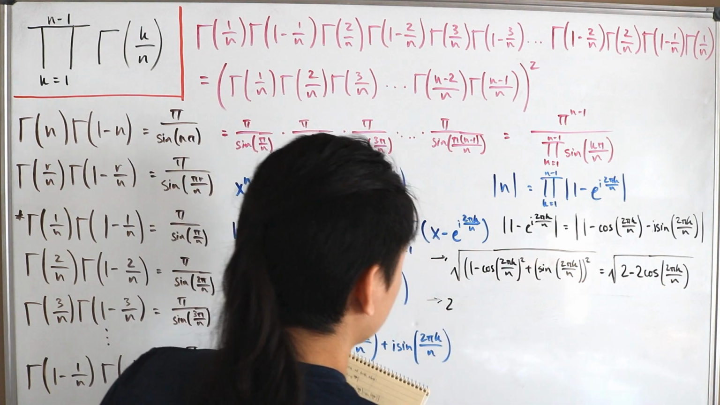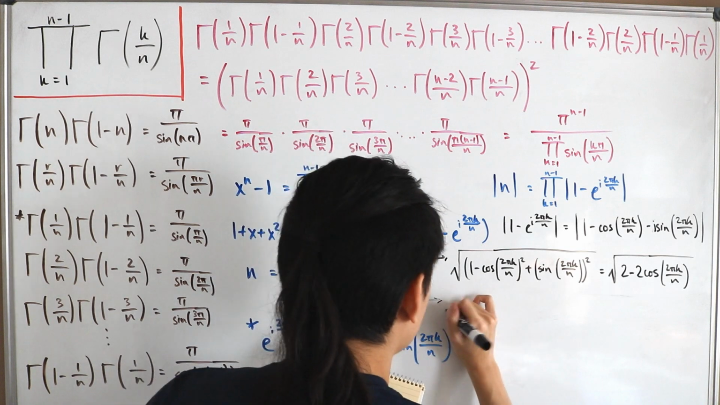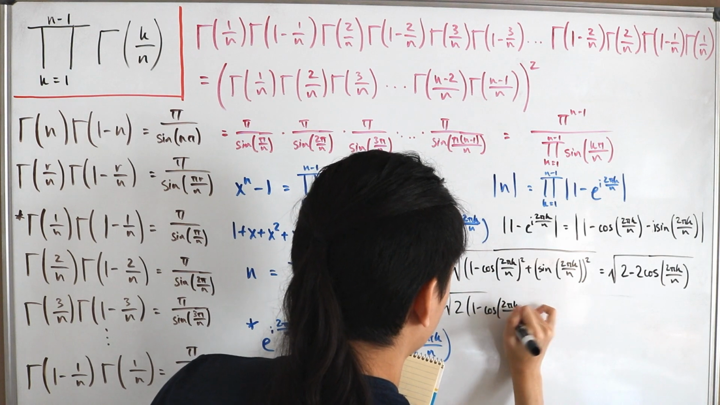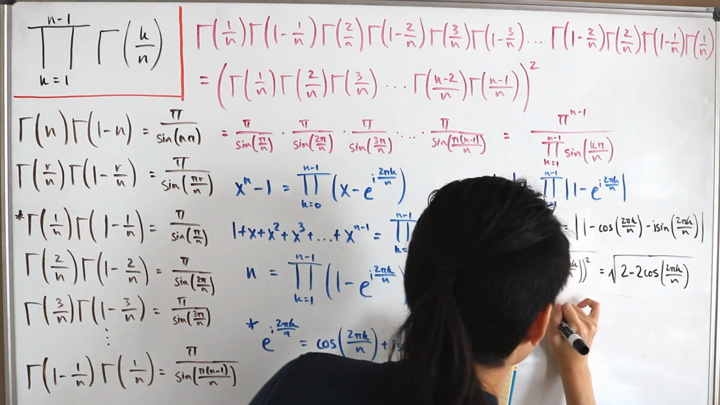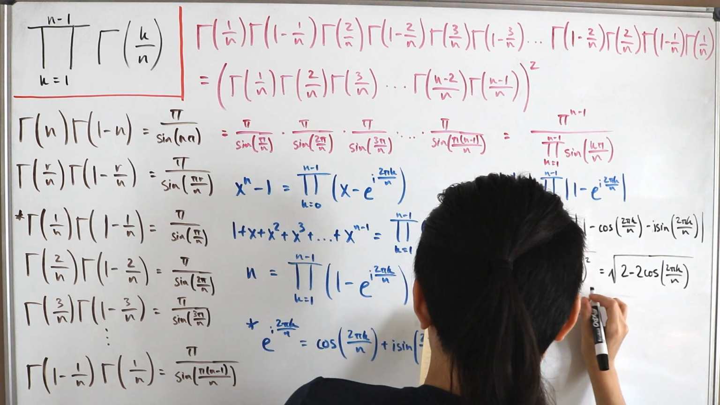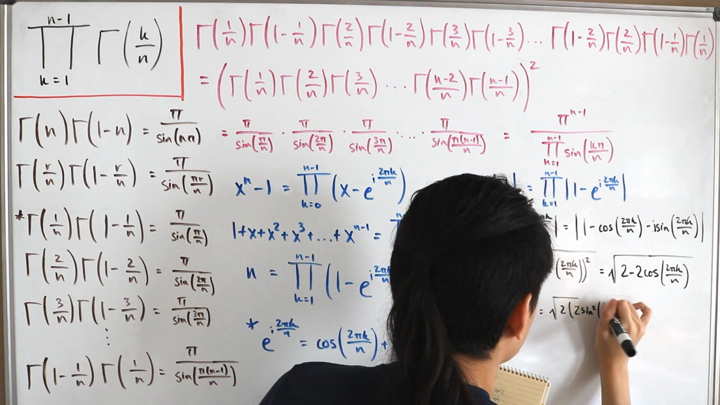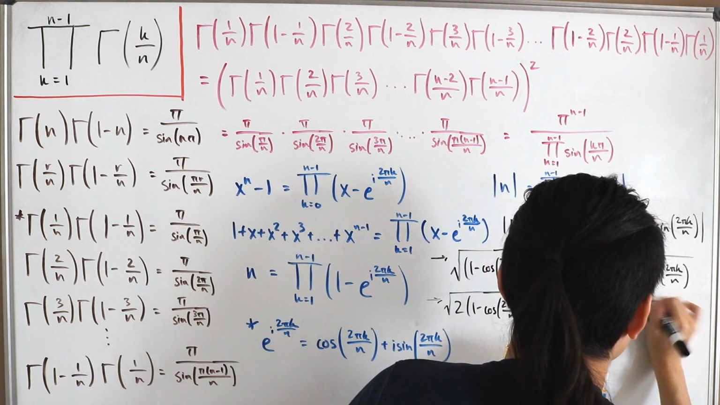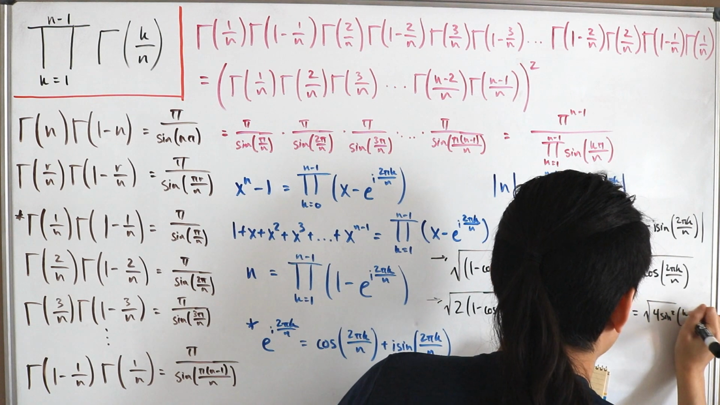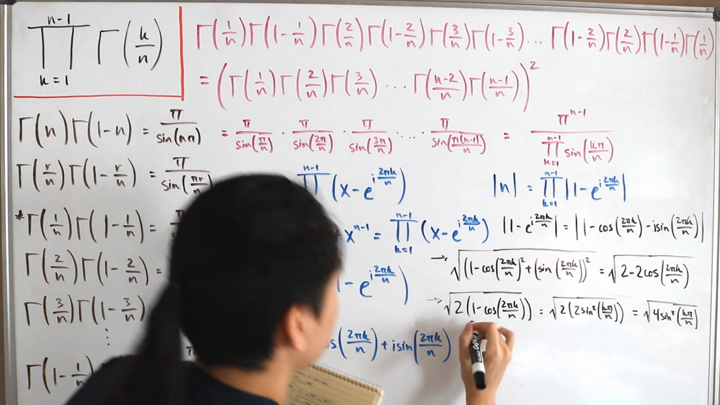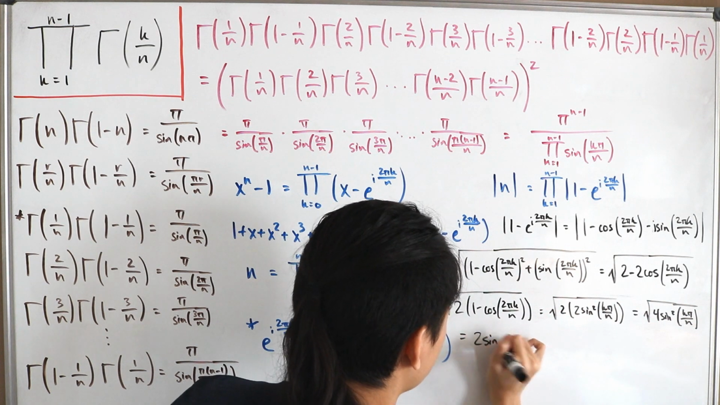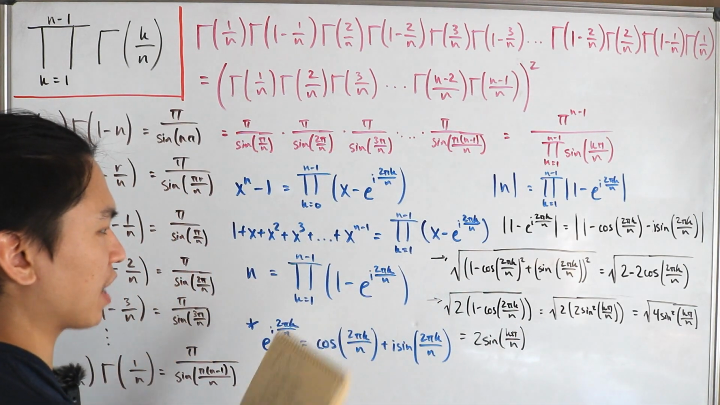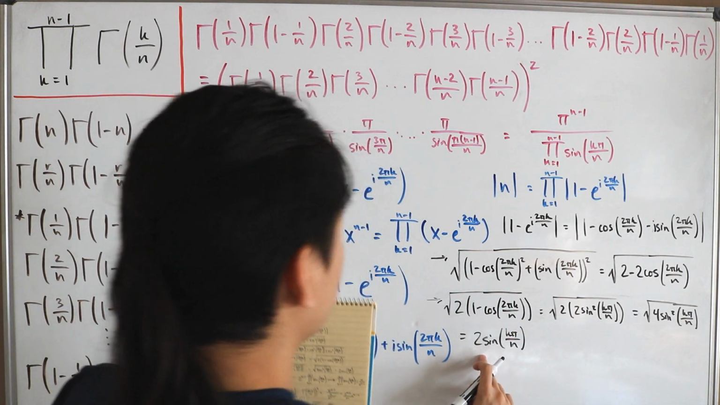What's nice is that this is going to yield us a nice trigonometric identity to do the substitution. So we have 2 times 1 minus cosine of 2 pi k divided by n, which will yield us the identity of 2 times 2 sine squared of k times pi divided by n. And if I simplify things even further, this is the same thing as the square root of 4 sine squared of k pi divided by n. And to take things even further, this is the same thing as just 2 sine of k times pi divided by n.